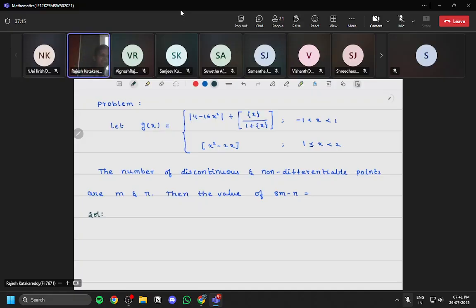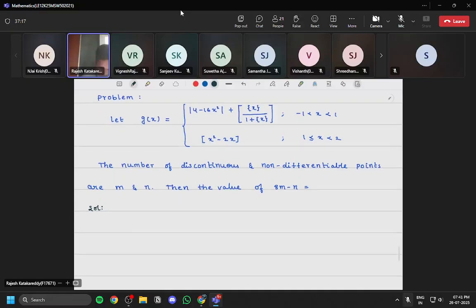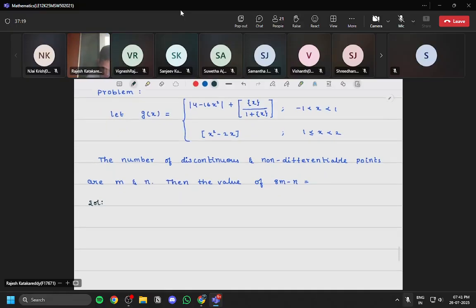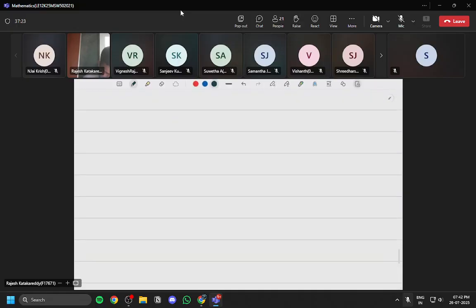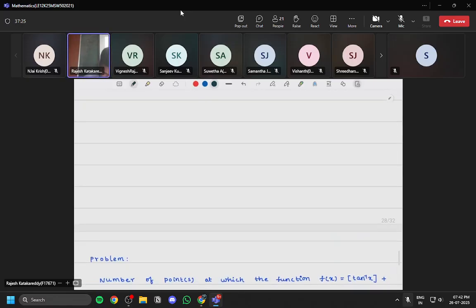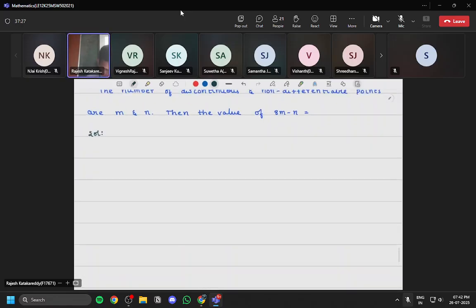So again, two parts. How much space do I have? I don't have much space. Case 1.